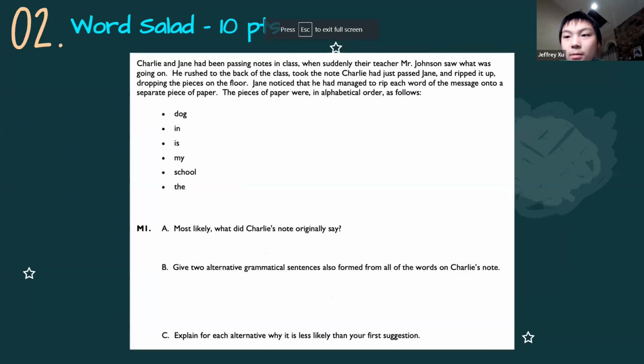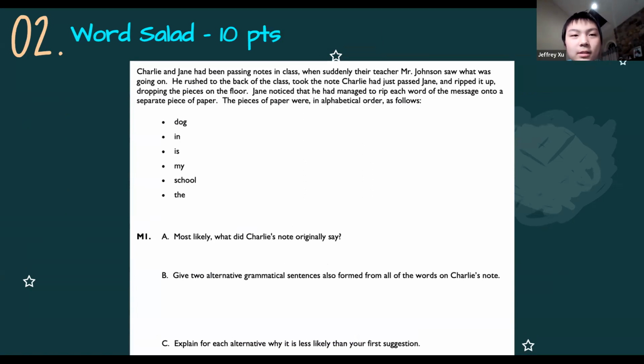So our next problem is called word salad and it's worth 10 points. So the problem goes as this. Charlie and Jane had been passing notes in class when suddenly their teacher, Mr. Johnson, saw what was going on. He rushed to the back of the class, took the note and ripped it up, dropping the pieces on the floor. Jane noticed that he had managed to rip each word of the message onto a separate piece of paper. So what this means is basically that these 6 words form a message in some order.